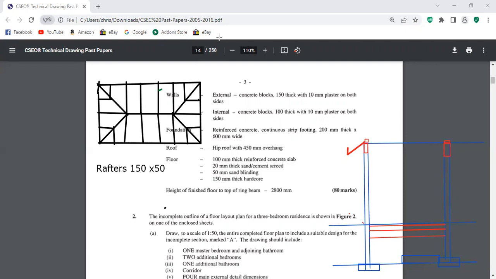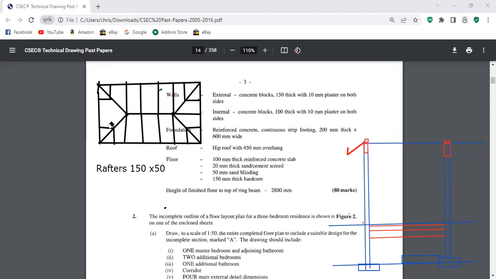What is the name of this part of the roof? What's the name of this horizontal piece here? Yeah, this is the ridge board. How about this one right here? This one is the hip rafter.